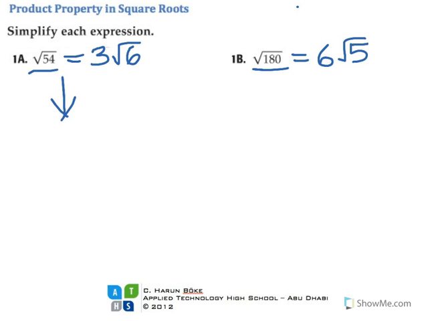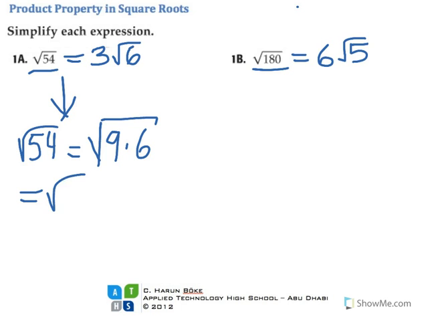Now, there is a trick in here. If you can see that root 54 is equal to root 9 times 6, then you don't need to do prime factorization. You can say square root of 9 times square root of 6 by the product property. Then you know that 9 is a perfect square number. So you can take the square root and say this is 3 square root of 6.